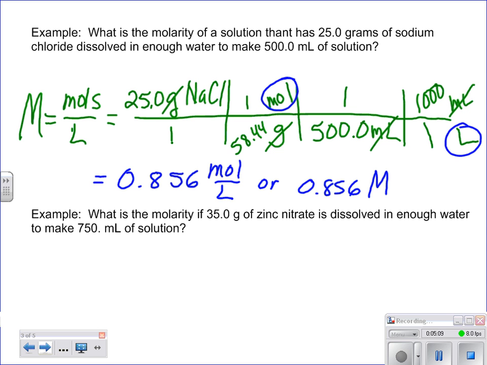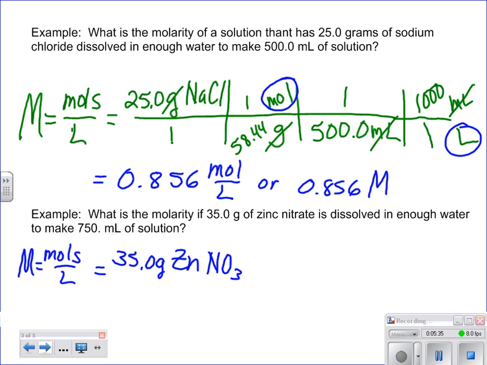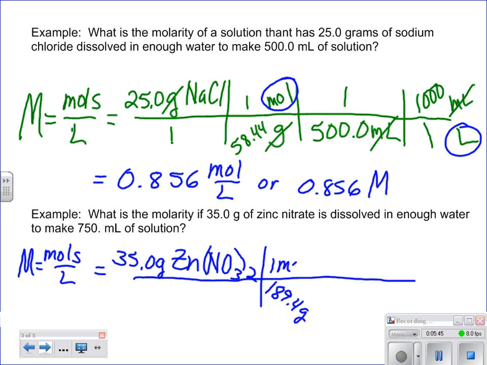Okay. Next example is very, very similar. Here we're still looking for molarity. We know it's going to be moles per liter. So we're starting with 35 grams of zinc nitrate. Knowing your nomenclature, how do you write zinc nitrate? Okay, Zn(NO3)2. Let me add that up in my head really quickly. We have 189.4 grams for every 1 mole.